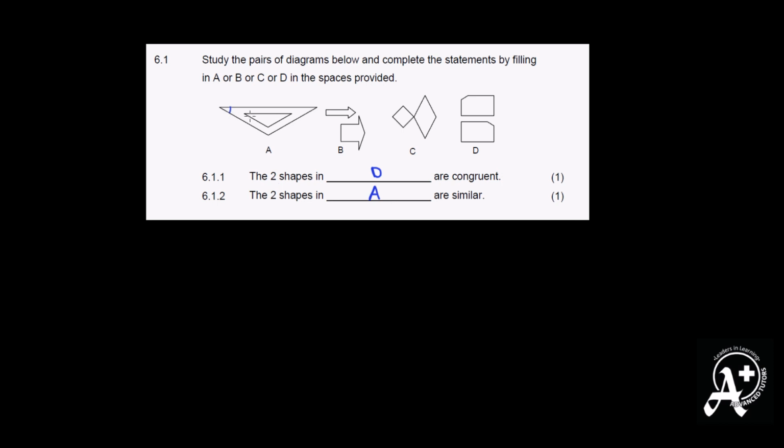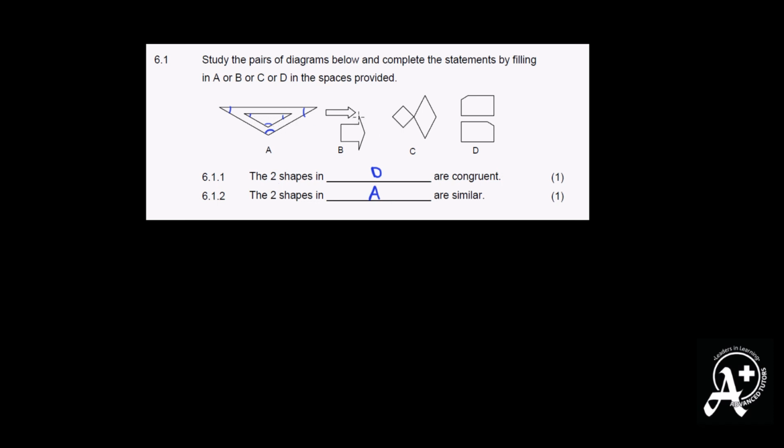So that angle there is the same as that angle there. This angle here is exactly the same as that angle there. Likewise, this angle here and here. So the angles are the same, but the sizes are different.